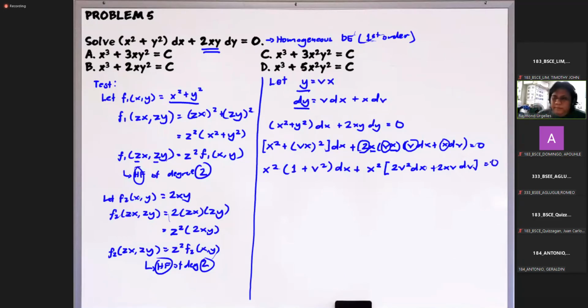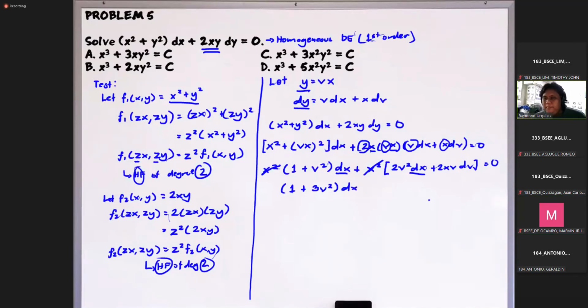Diba? So then, we can cancel yung x squared kasi pareho may x squared yung term natin. Kumbaga pag dinivide natin yung x squared sa buong equation, magka-cancel lang yung x squared. Diba? So then we simplify. Yung may mga dx, pagsamahin na natin to. So 1 plus v squared plus 2v squared, that's 1 plus 3v squared. Okay? So again, this quantity dx. Okay? So then plus, we have yung 2xv dv.